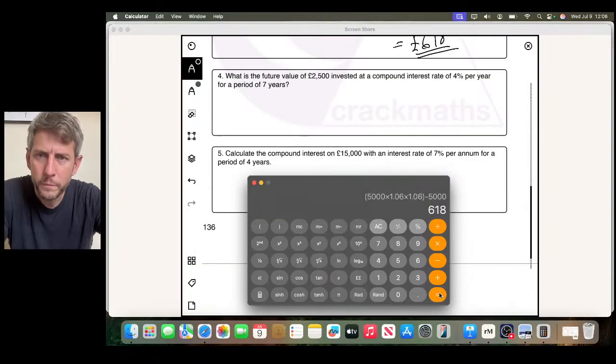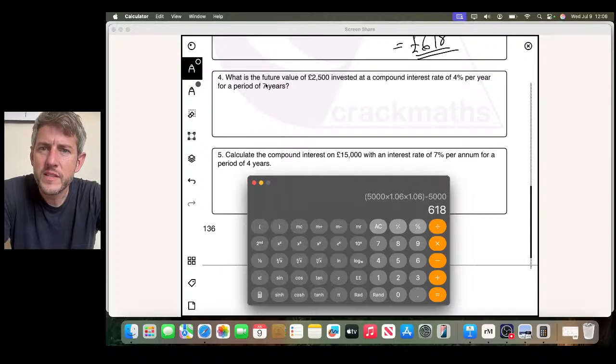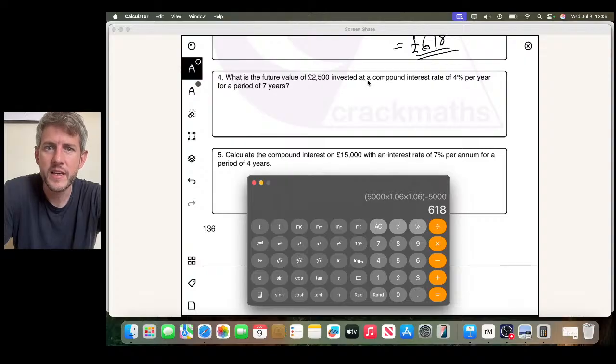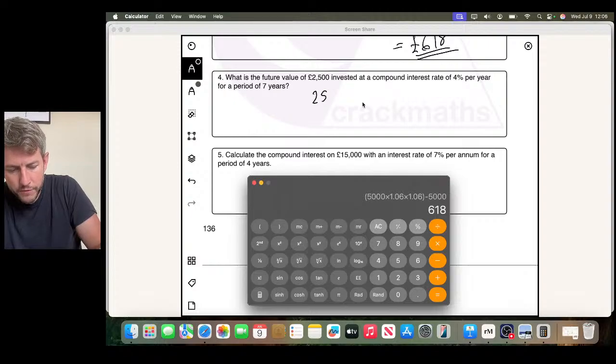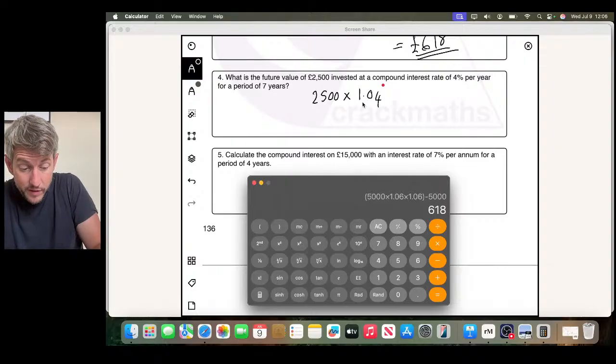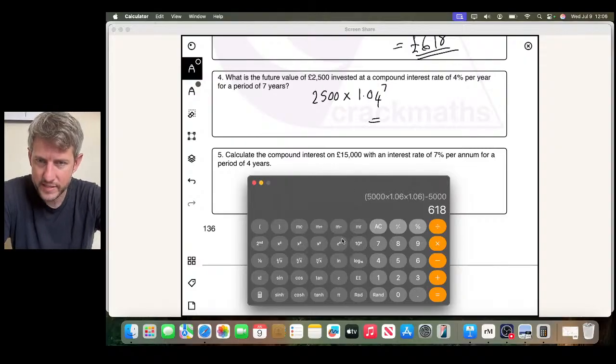Right, question 4. What is the future value of £2,500 invested at a compound interest rate of 4% per year for a period of 7 years? Okay, so this is the future value of it all. So it's going to be 2500 multiplied by 1.04 to the power of 7, because it's 7 years, so we'd be doing that 7 times.